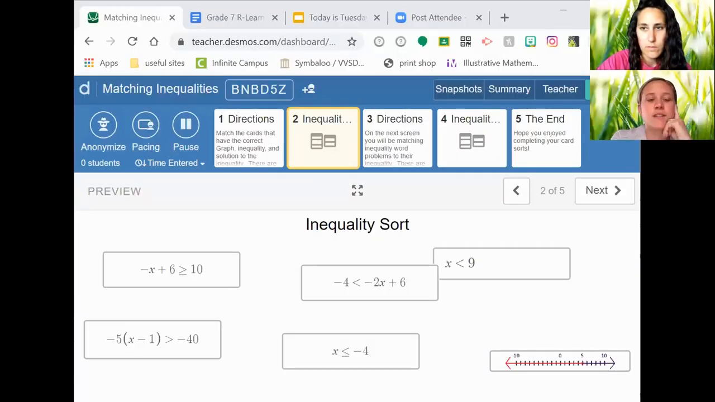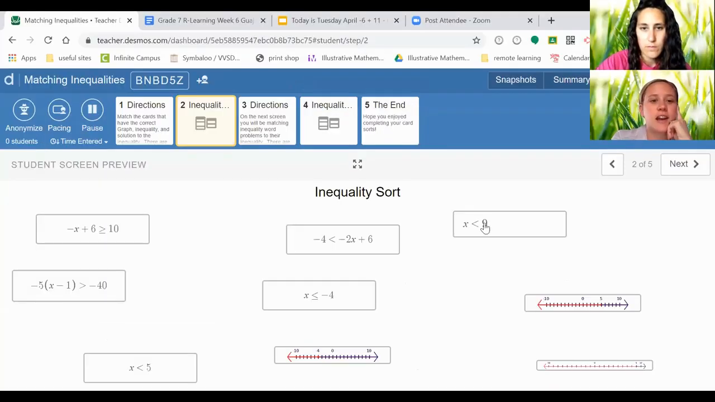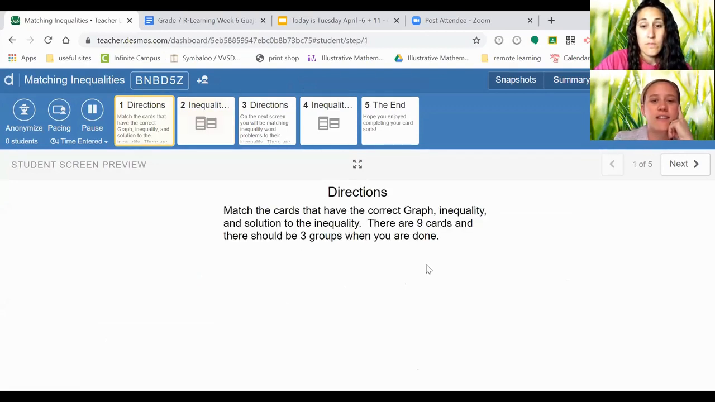If I screen share again, it would look something like this. The Desmos activity is matching cards, and if you read the directions carefully, it even tells you in the beginning how many cards you should have together. So there are 9 cards, and there should be 3 groups when you're done.